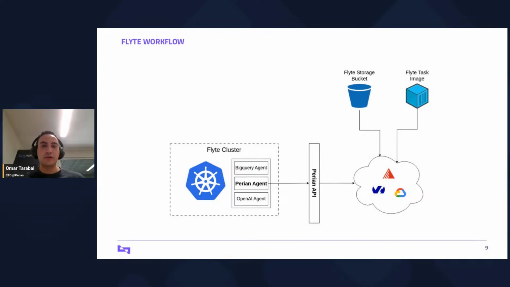As you can see also on the top right side, the infrastructure that we provision will need access to two main things for it to run correctly. The first one is a Flyte storage bucket. This is where the communication, or the task's input and output, happens. So Perian infrastructure will need access to the storage bucket, and it also needs access to the Flyte task image. So you need to build a Flyte image that encapsulates the Perian agent, and that is accessible from our infrastructure. And we'll talk exactly how you can do that in the demo in a minute.